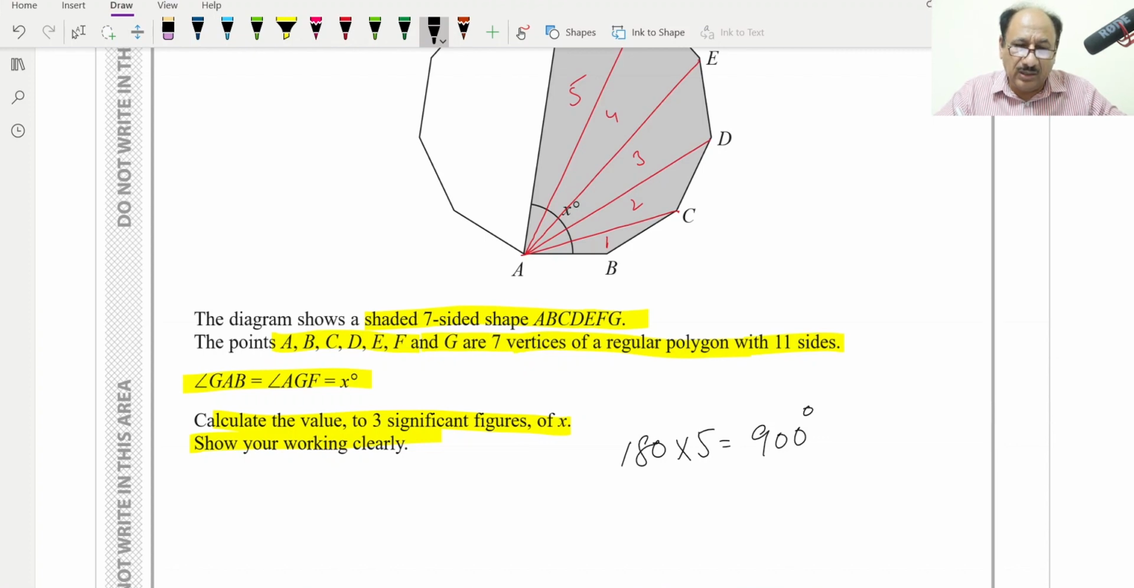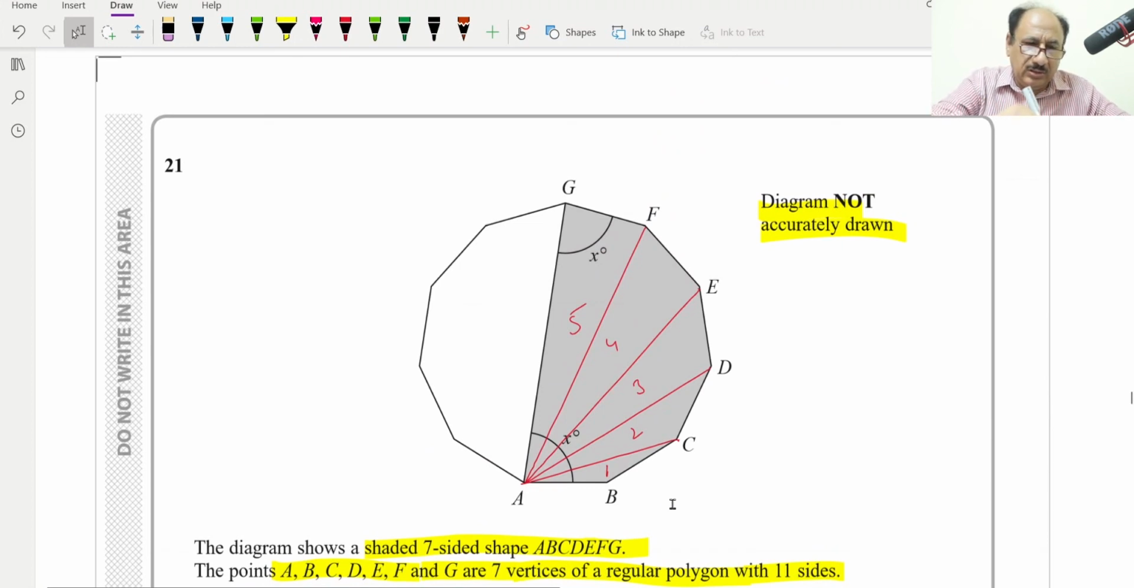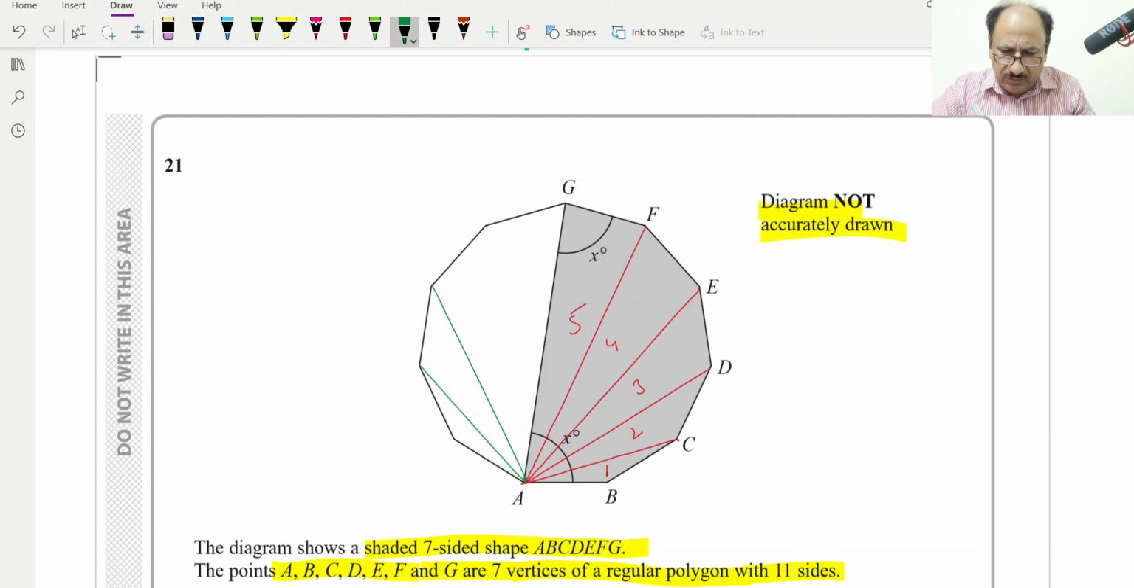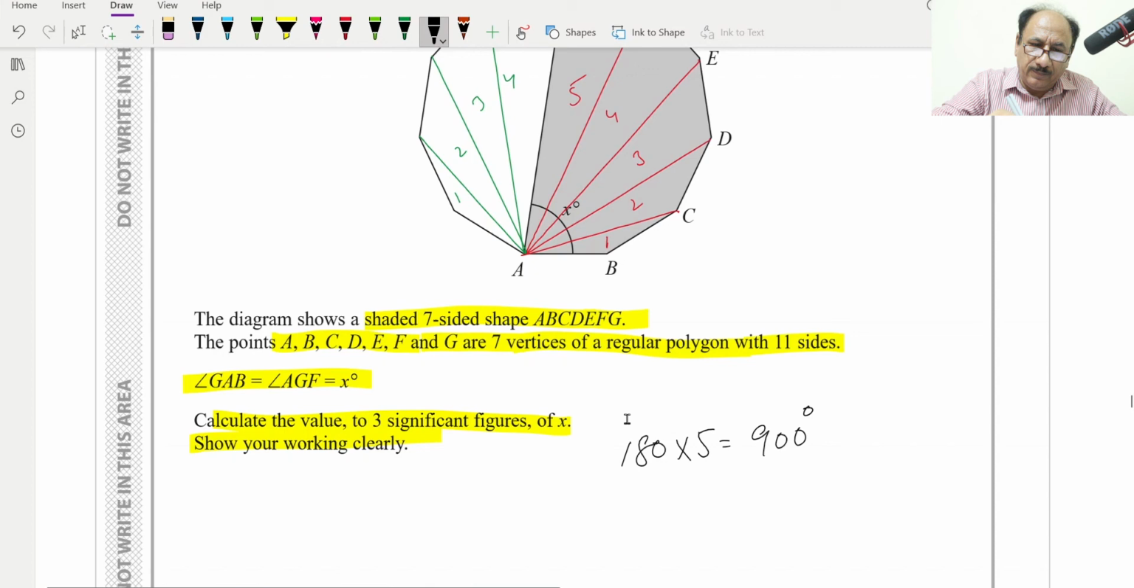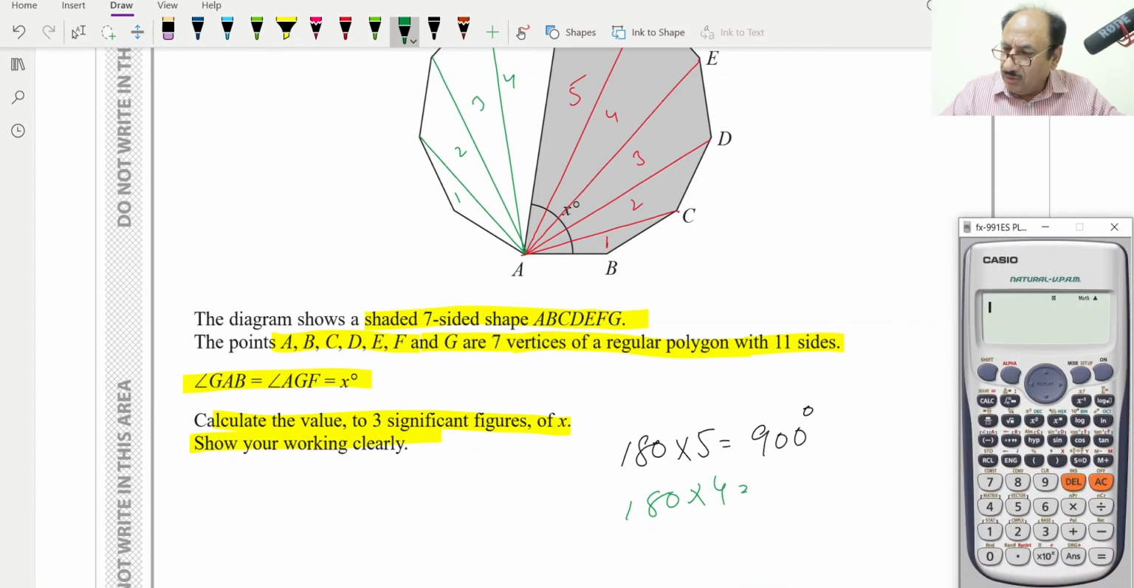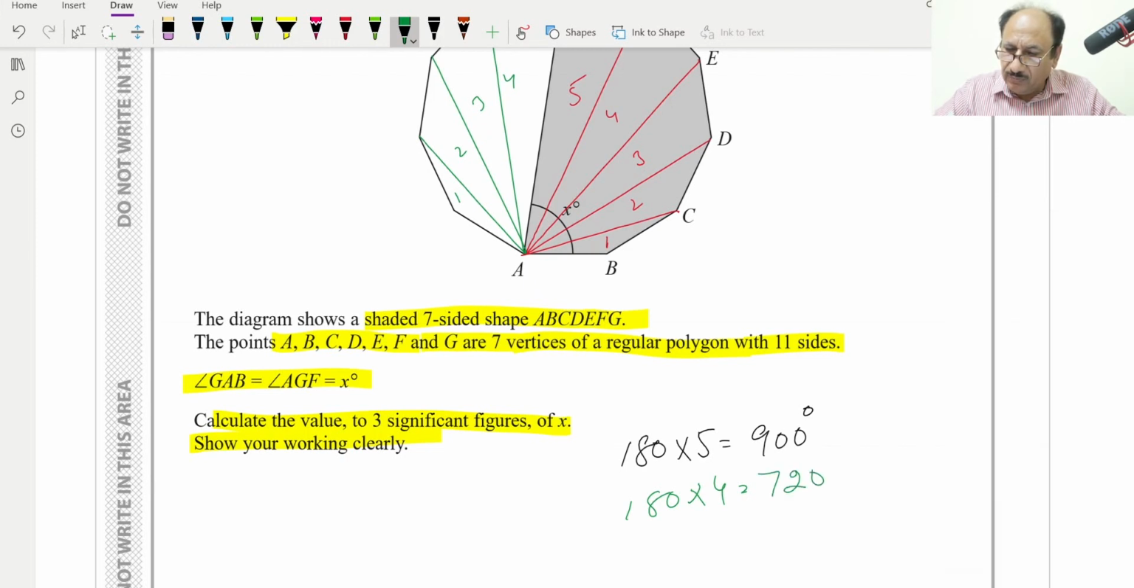Now the other side, if we check, how many triangles will there be? This will be one triangle, and second triangle, third and fourth triangle. So 1 2 3 and 4 triangles. And 4 triangles mean what? 4 triangles mean 180, so I'll keep that color. 180 into 4 is equal to what? 180 multiplied by 4 is equal to 720. So this will be 720.